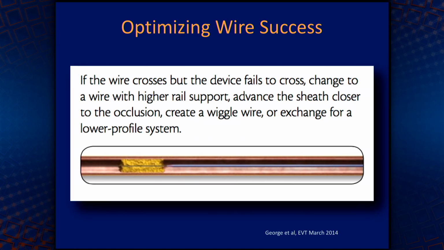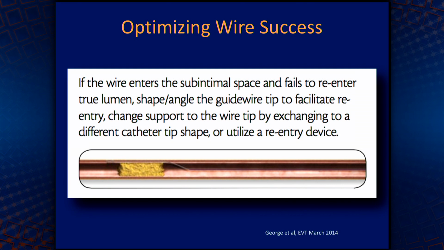If the wire crosses but the device fails to cross, then change to a wire with a higher rail support, advance the sheath closer to the occlusion, creating a wiggle wire sort of effect, or exchange for a lower profile system. And finally, if the wire enters the subintimal space and fails to re-enter the true lumen, you may reshape the guide wire tip to facilitate re-entry, or you may change support of the wire tip by exchanging to a different catheter tip shape, or utilize a re-entry device, and there are many of them, as you will know.